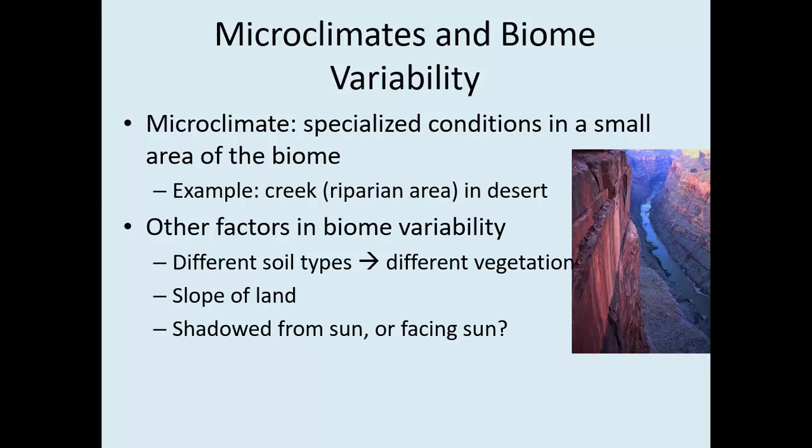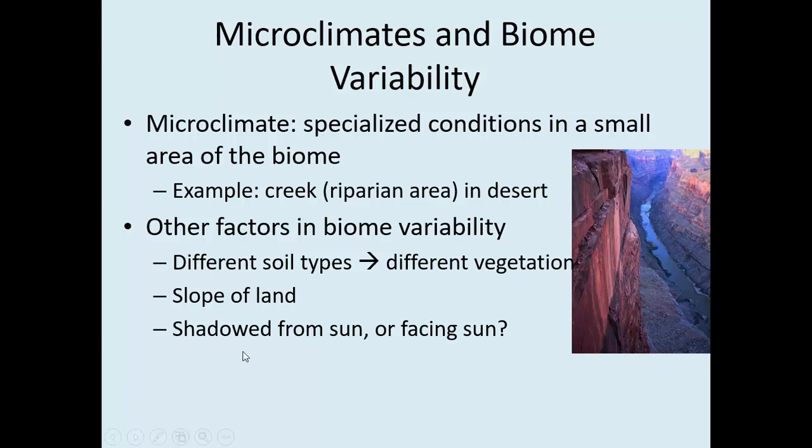If you have soils that have a lot of clay, they're going to hold on to a lot of water, and then plants that like water can grow in those. Whereas if you have a rocky soil, it's not going to hold on to a lot of water, and so plants that don't like to have really wet roots are going to grow there. The slope of the land matters because soil can't get established if the slope's too steep, and so that impacts what plants are able to grow there.